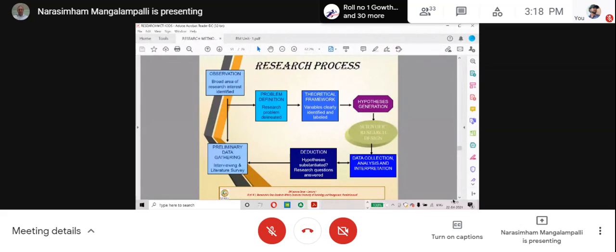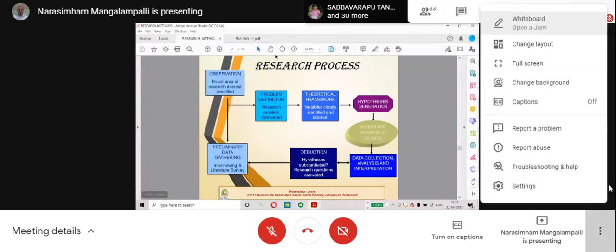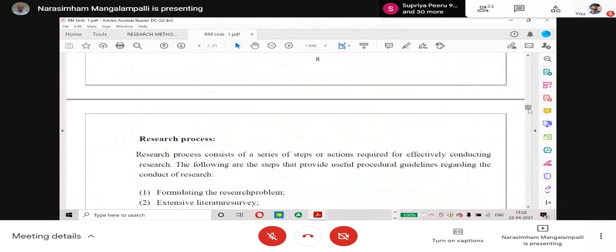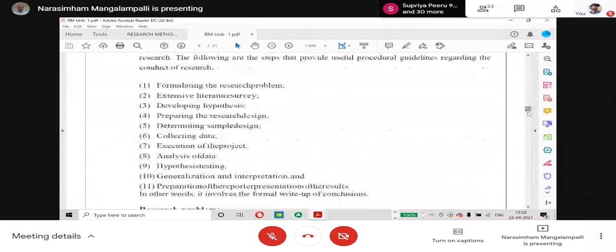You can see there are various steps that are involved in a research process. So these steps are outlined here. First one is formulating the research problem. Then the second one is extensive literature survey. The third one is developing the hypothesis.